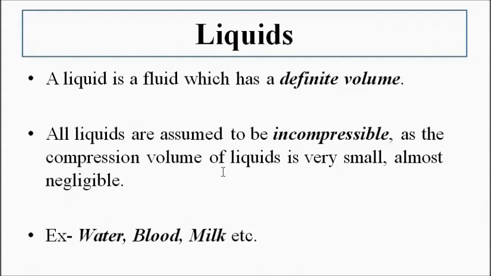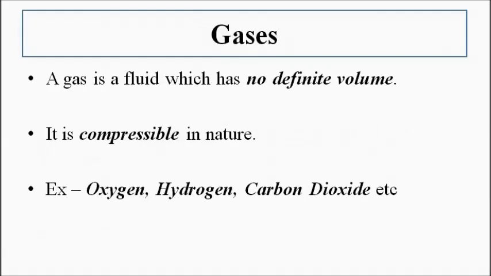Examples are water, blood, milk, whatever liquid substances that we find in our day-to-day life. Gases. Now a gas is a fluid which has no definite volume, and it is compressible in nature.